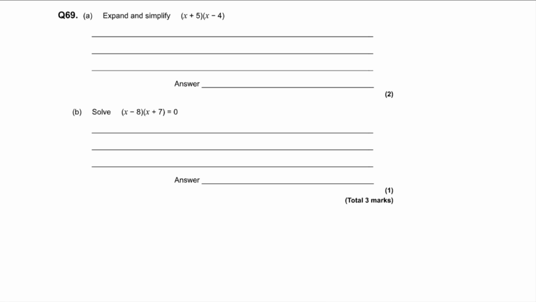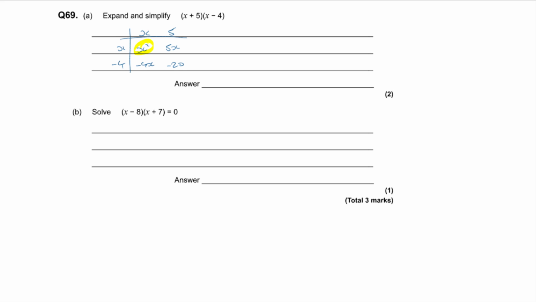69a, expand and simplify x plus 5, x minus 4. I'm going to do that as a grid. I'm going to have x and 5 and x and minus 4. X times x is x squared. X times 5 is 5x. X times minus 4 is minus 4x. 5 times minus 4 is minus 20.